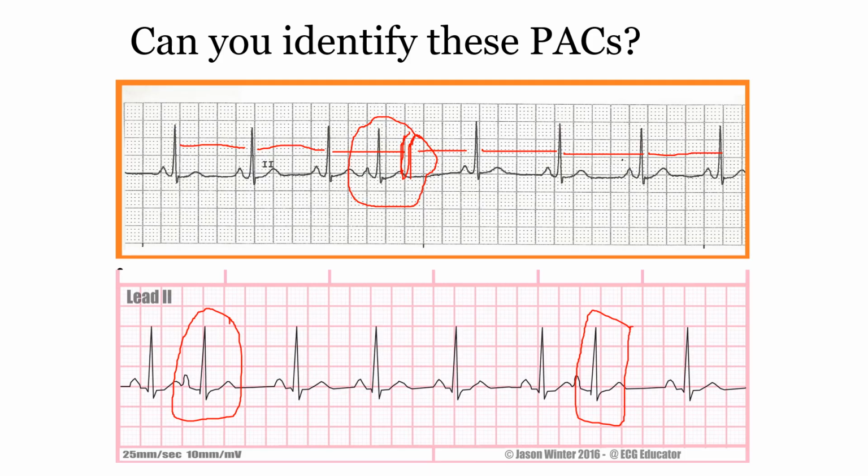So it would be 1, 2, 3, 4, 5, 6, 7, 8, a heart rate of 80. If we went through our 5 steps, this would be, excluding these 2 that came early, a sinus rhythm, and we have 2 PACs. So sinus rhythm with 2 PACs.